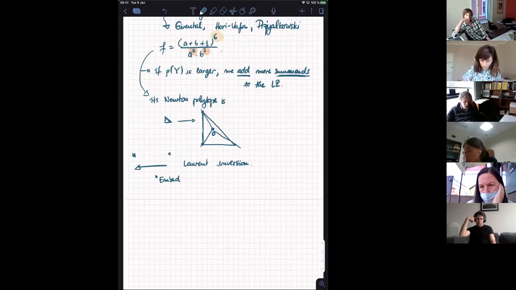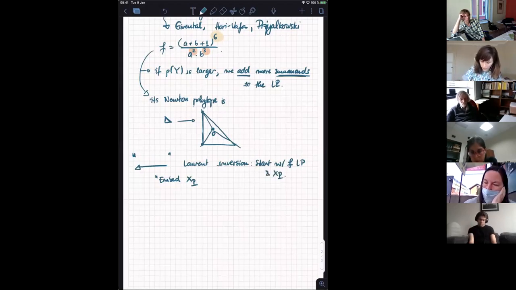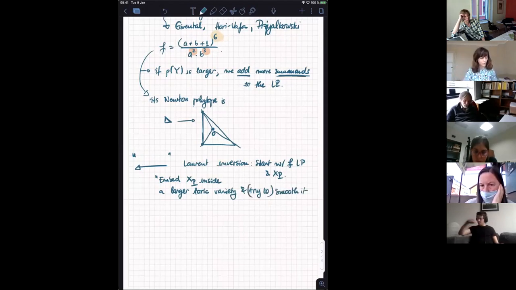So the motto is to embed XP. So start with F, a Laurent polynomial, and build XP, the toric variety associated to its phase span. The motto of Laurent inversion is to embed XP inside a larger toric variety and try to smooth it there. Okay. So let's try to do that.